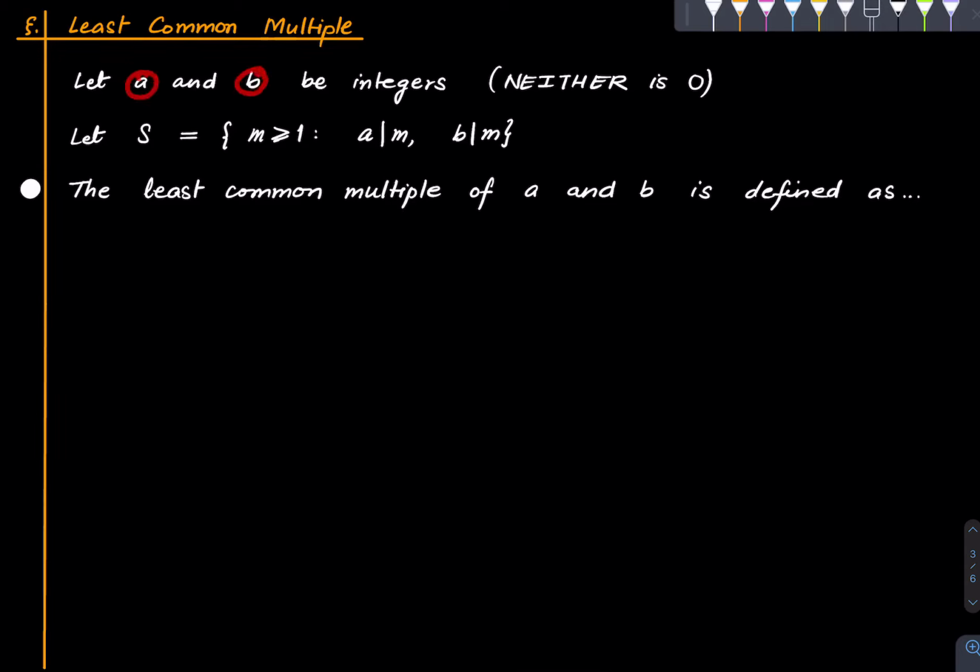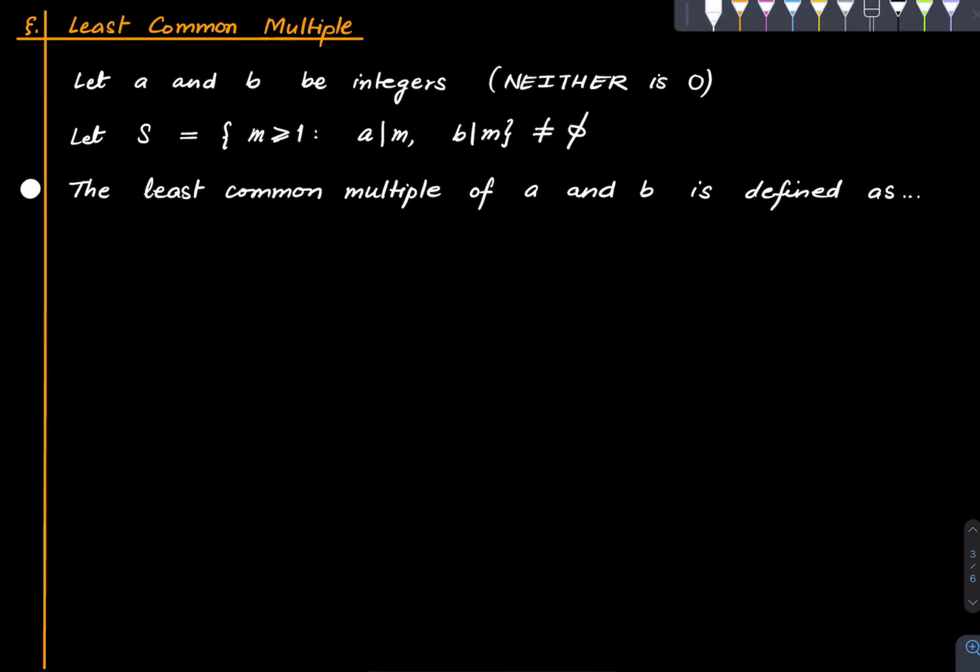So suppose we have two integers, none of them are 0, a and b, and define s as all those positive integers which are multiples of both a and b. We are just collecting the common multiples of a and b. Basically, what I'm trying to say is that this is a non-empty set, first of all. And since neither of a and b is 0, it is well defined. This is a non-empty subset of natural numbers, simply because a times b is an integer which is divisible both by a and b.